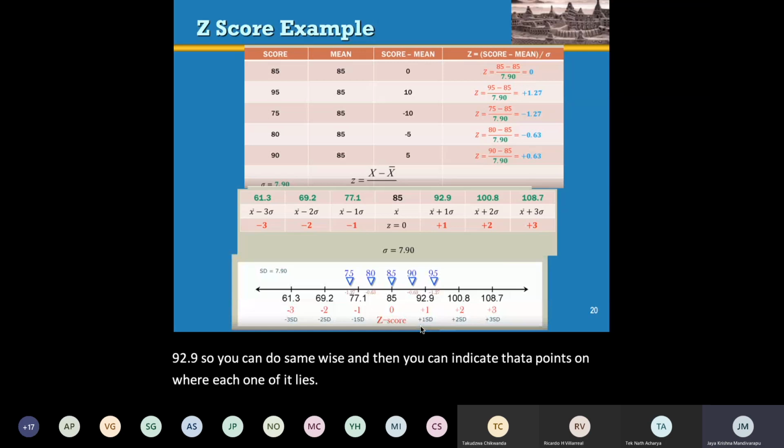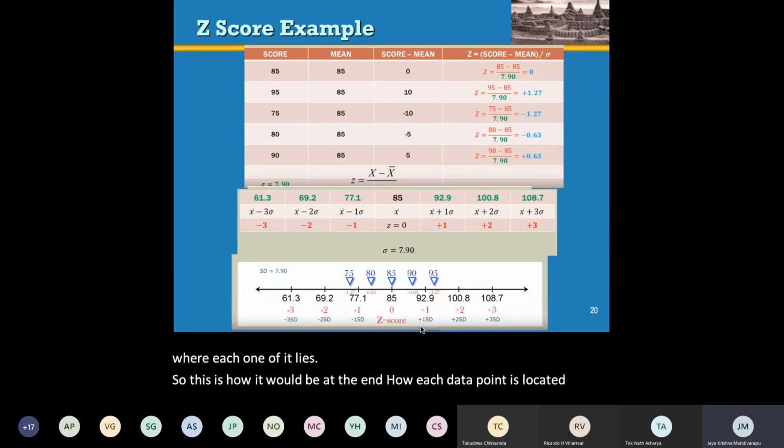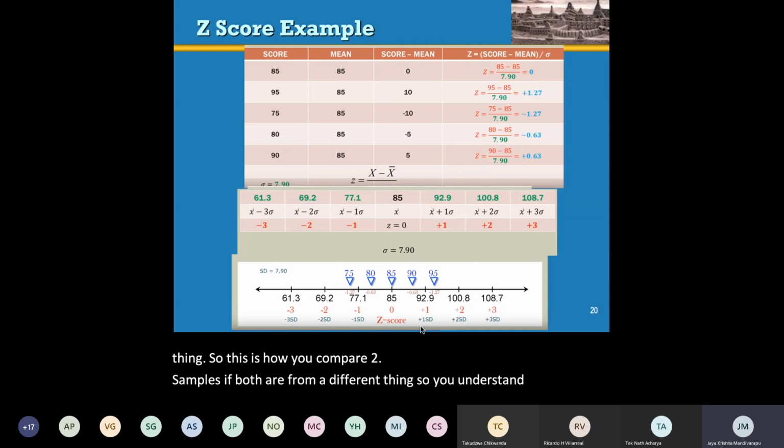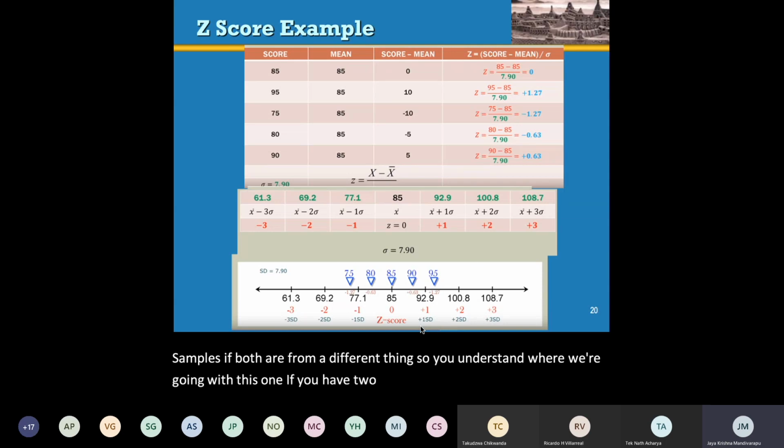So this is how each data point is located at the end. This is how you compare two samples if both are from different distributions. You understand where we are going with this: if you have two samples from a big population, how you can compare those two samples.